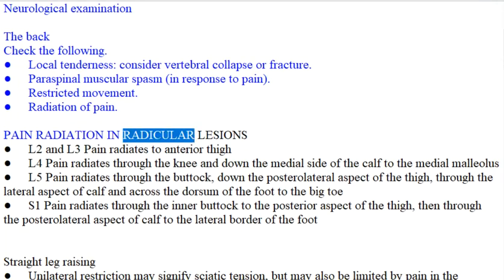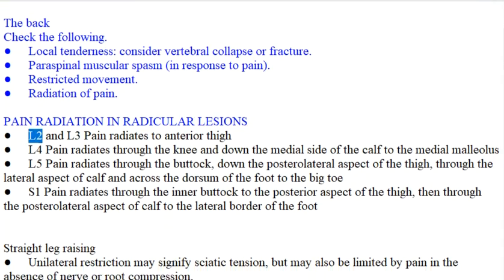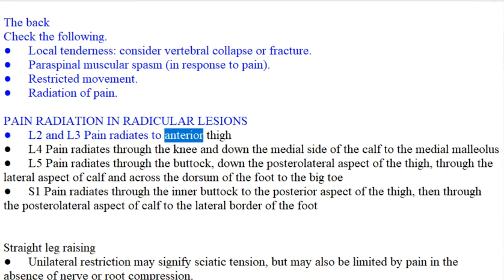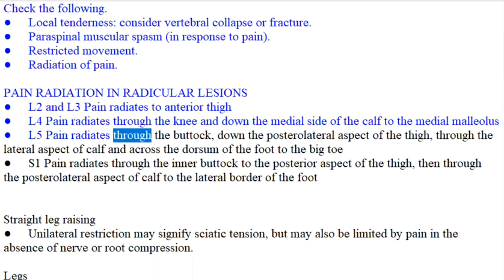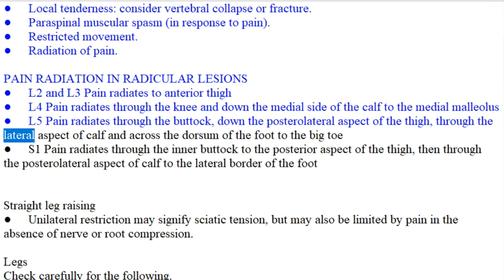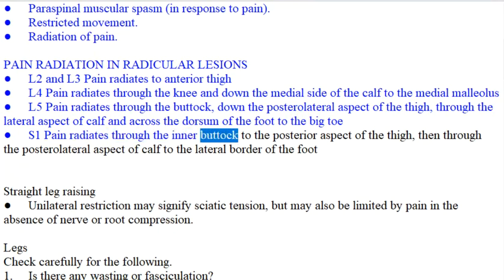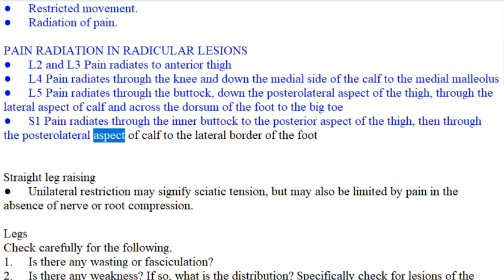Pain radiation in radicular lesions. L2 and L3 pain radiates to anterior thigh. L4 pain radiates through the knee and down the medial side of the calf to the medial malleolus. L5 pain radiates through the buttock, down the posterolateral aspect of the thigh, through the lateral aspect of calf and across the dorsum of the foot to the big toe. S1 pain radiates through the inner buttock to the posterior aspect of the thigh, then through the posterolateral aspect of calf to the lateral border of the foot.